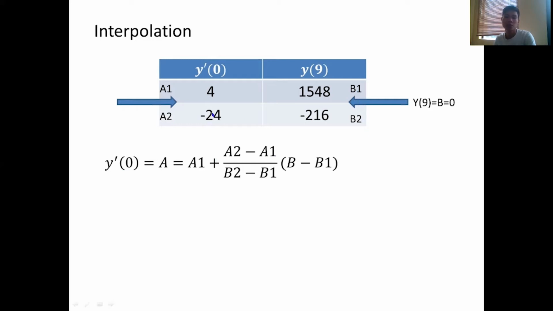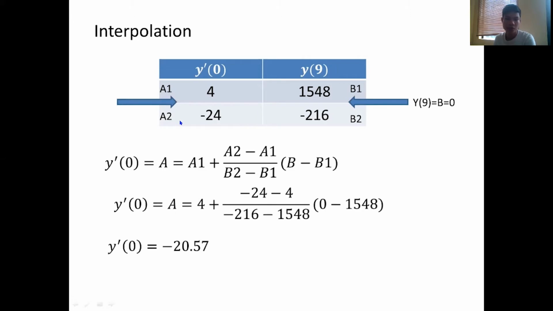So we assigned this a1 for our values. Substituting the assigned values, we have a1 plus the 4, a2 negative 24, then a1 again minus 4, b2 negative 216 minus 1548, which is our b1, and so on and so forth. Substitute, then solving this equation, we get negative 20.57.